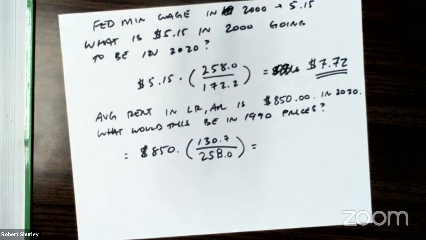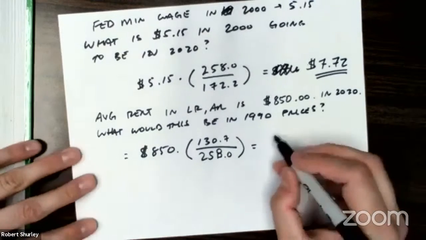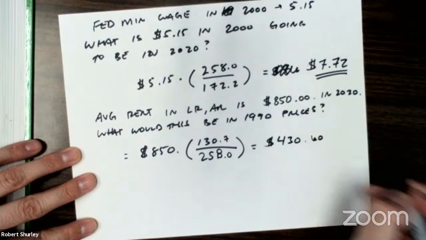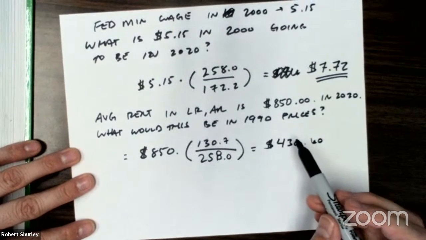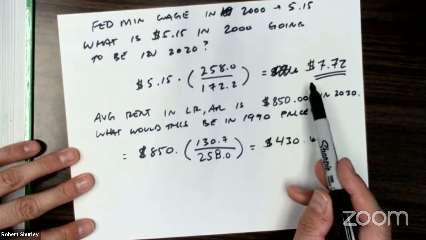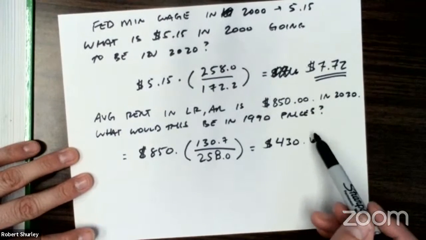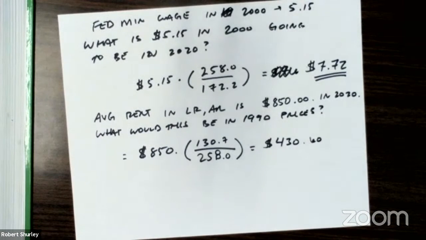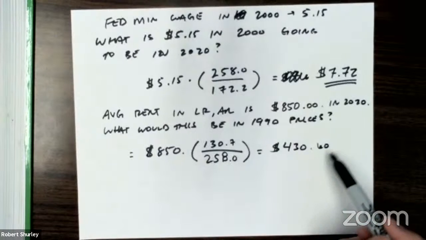So I'm going to pop that in my calculator: 850 times 130.7 divided by 258. And, holy cow, we wind up with $430.60 if we round to the penny. So an apartment that goes for $850 now should have gone for $430 back in 1990. And you have to think, the price of things was cheaper. It seems cheap now, but in 1990, this wasn't cheap, right?